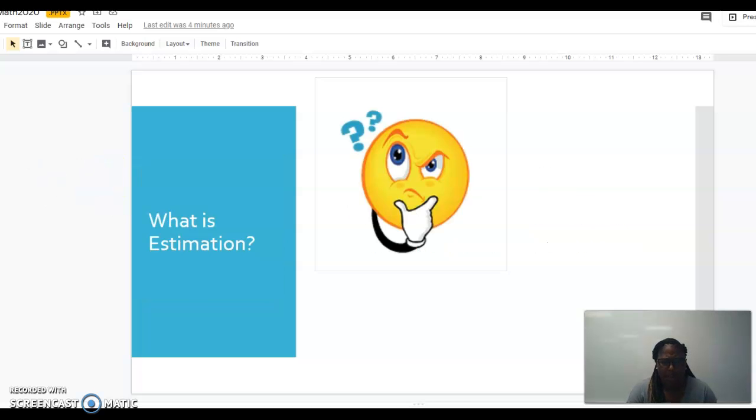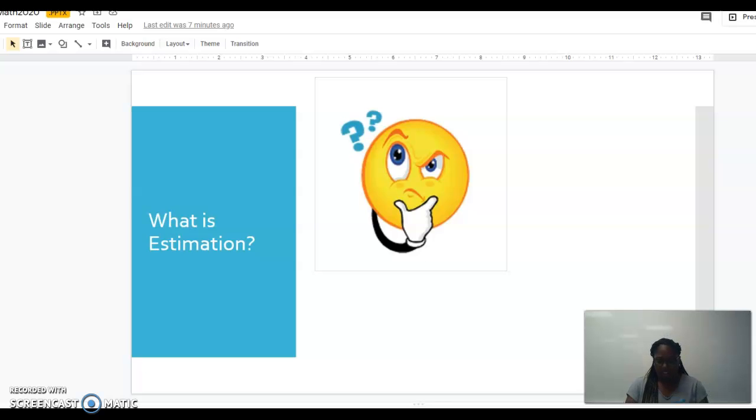What is estimation? I'm going to give you a brief second to think about what estimation is. If you said or think that estimation is taking a guess, then you are on track. Estimation is kind of making a guess, and you're going to use your number sense to figure out a number between two consecutive tens, and that is kind of like estimation.